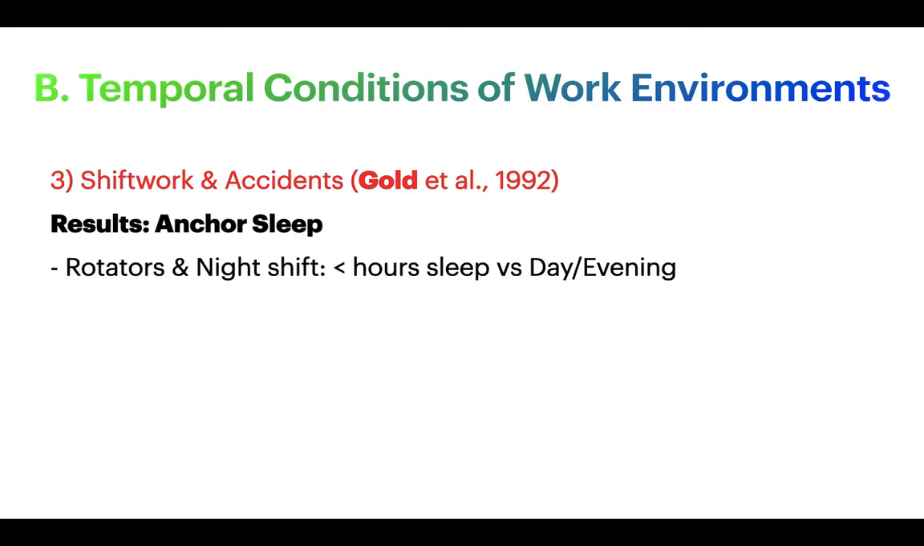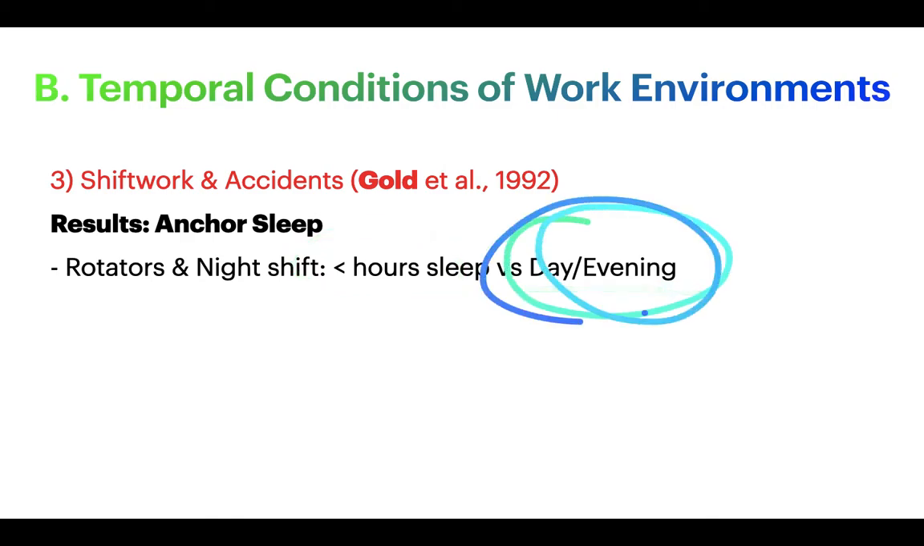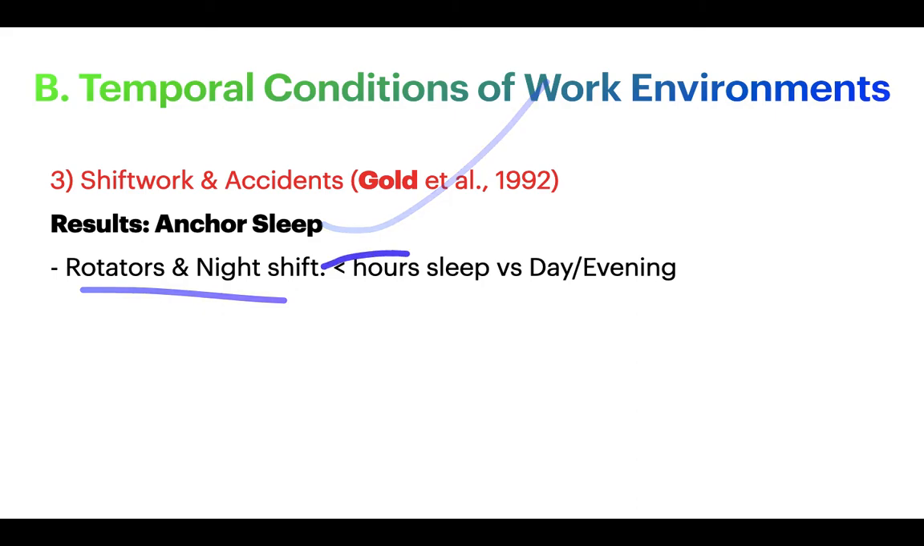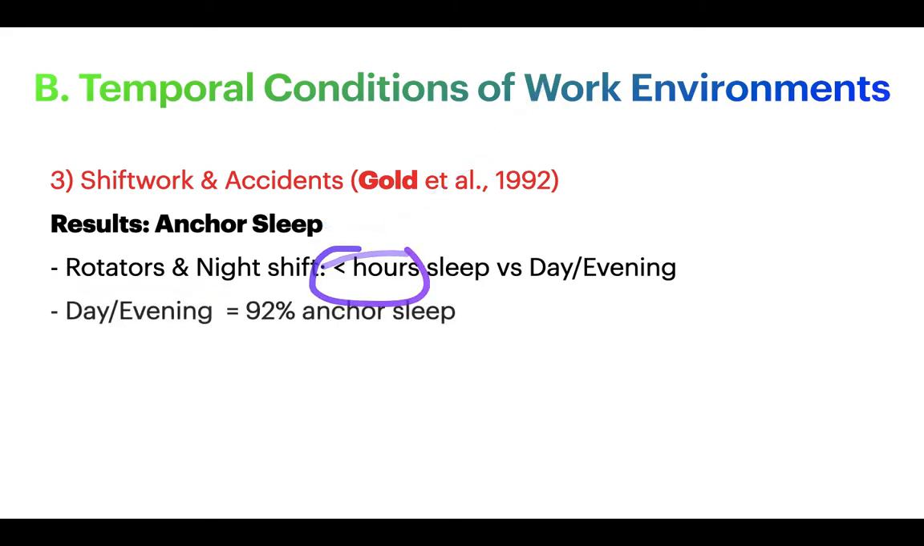Okay, so what about anchored sleep? People who got 4 hours of uninterrupted sleep. Rotators and night shift workers had less hours of sleep versus day and evening workers. So remember the first group, right? These people working the day and evening had no problem with anchored sleep. Rotators and night shift workers have problems with anchored sleep, right? They get fewer hours of sleep.